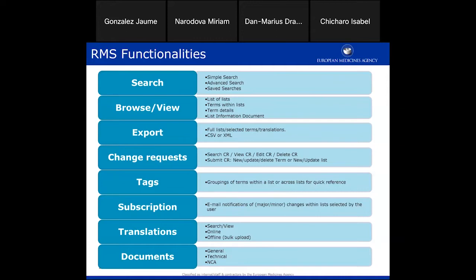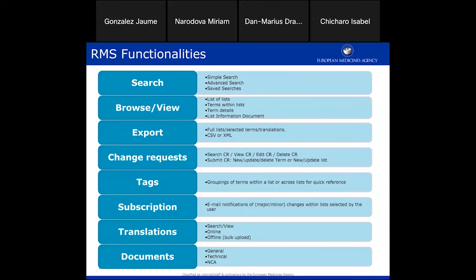Users can browse the list of lists. They can view the terms within a given list. They can see the details within specific terms, and they can browse the list information documents, which I will discuss later. RMS allows users to export full lists or specific selected terms or translations, with some exceptions as explained earlier. And this can be done in either CSV or XML format.